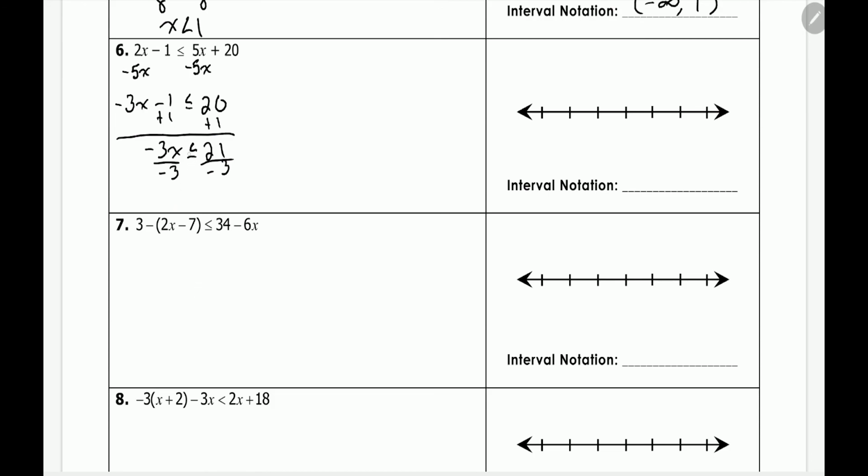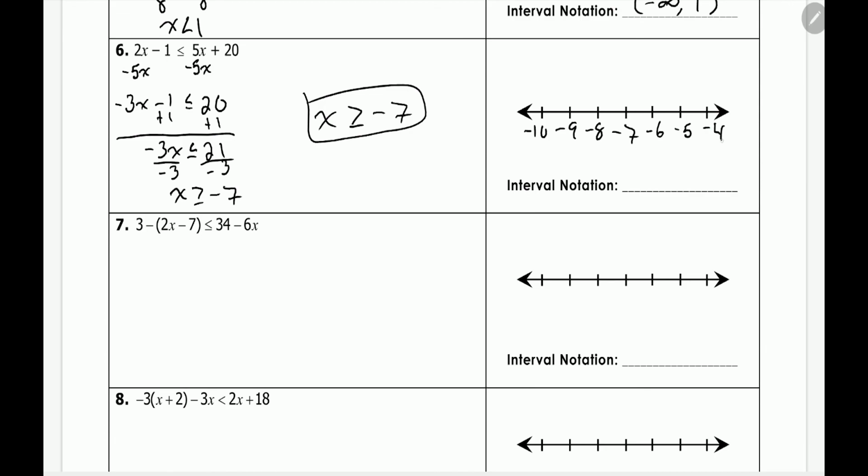Since we're dividing by negative 3, we have to flip the sign. So we have x is greater than or equal to 21 divided by negative 3, which is negative 7. So, since we have x is greater than or equal to negative 7, that's going to be our answer. We come over here. We have negative 7, negative 6, no, negative 8, negative 9, negative 10, negative 6, negative 5, negative 4.